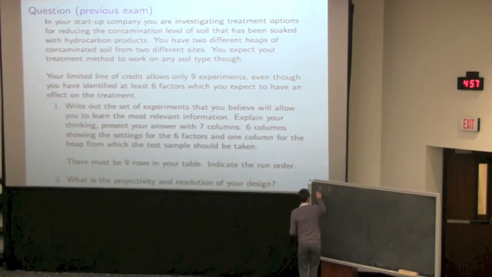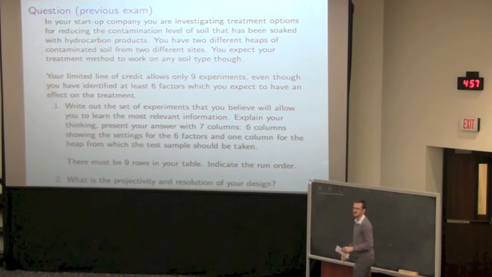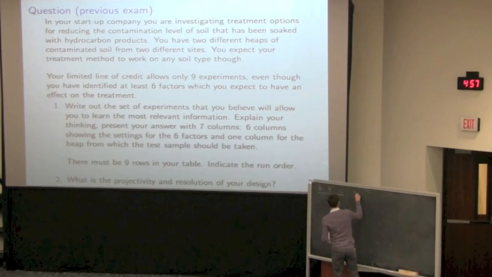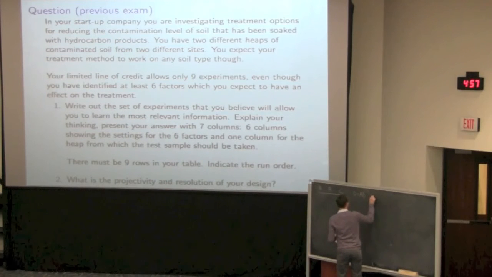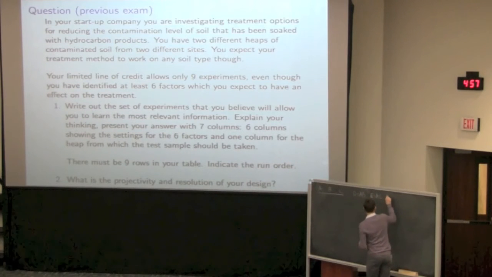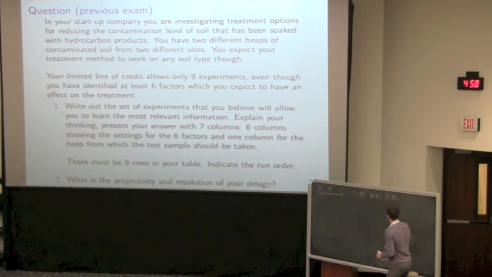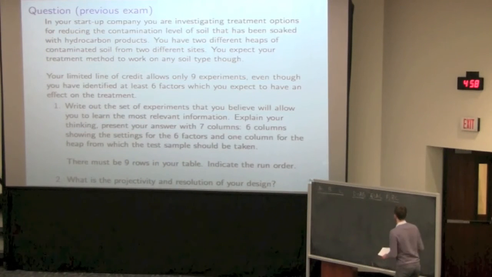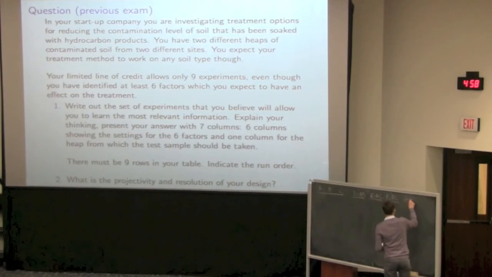A, B, and C are going to get generated, or written out, in the usual way. I'm not going to do that. D equals AB, factor E is equal to AC, F is equal to BC. So those are easy to write out once you have AB, AC, and BC written out. And then generate factor G as a product of A, B, and C.